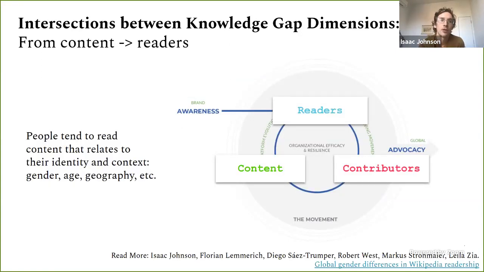And from the readership surveys that we ran last year, we also have evidence of a relationship between content and readership. Now, this isn't necessarily that content gaps create readership gaps, but we do see that readers tend to read about topics that are relevant to their identity. So women are more likely than men to read articles about women. Younger readers are more likely to read articles about younger people than older readers. People tend to read articles about the countries where they're located, and so on.